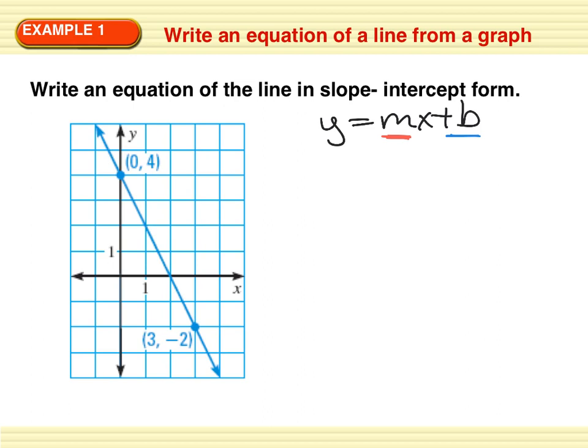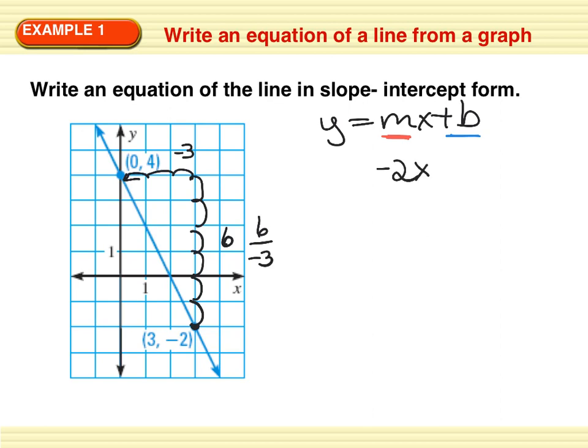So if I count my rise and run, so if I start right here and I count my rise, 1, 2, 3, 4, 5, 6, and then notice when I run to the left, this would give me a -3. So rise over run would give me a slope of -2.